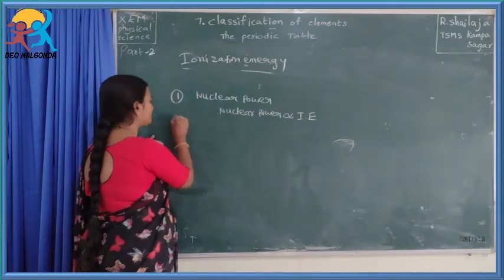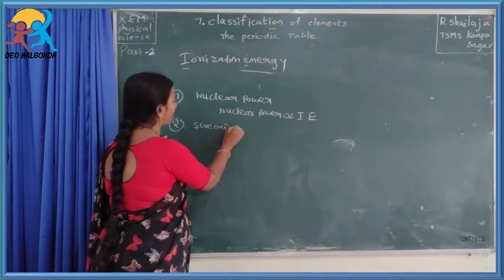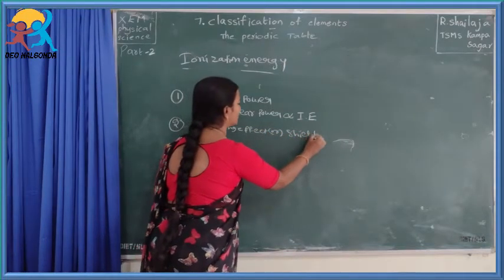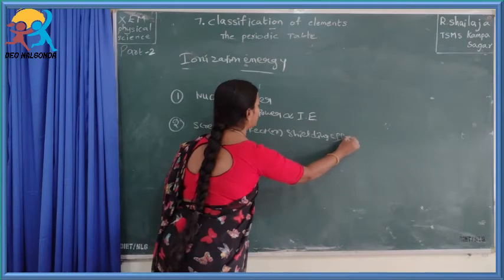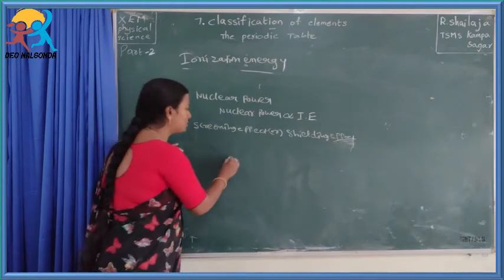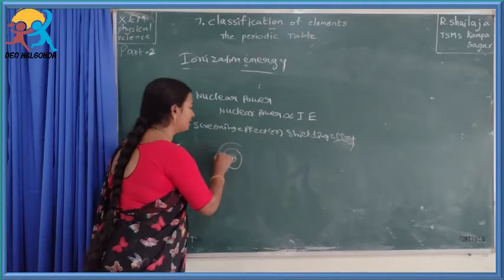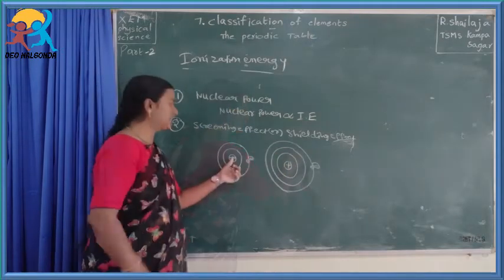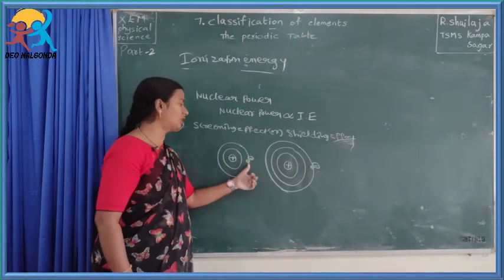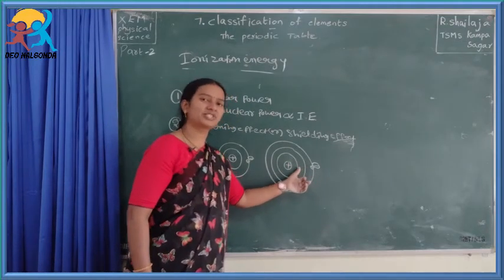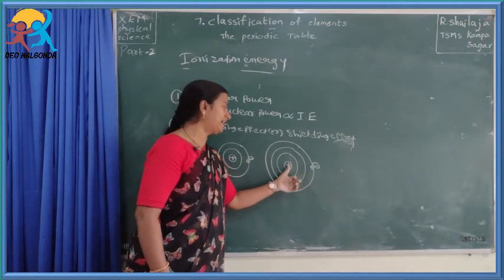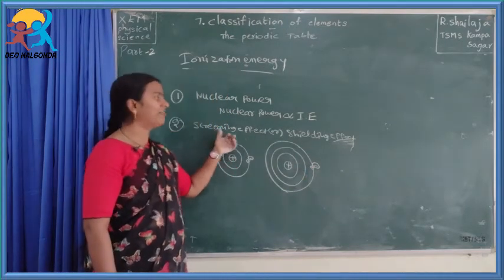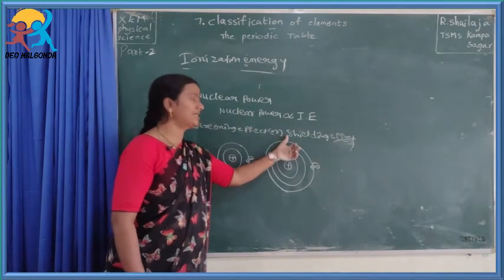And next, screening effect or shielding effect. Okay, screening effect or shielding effect. Suppose in an atom there is a first shell, second shell. If the attraction of the protons in the nucleus on the outermost shell is shielded by a larger number of subshells, the attracting power is not much on the outermost shell, so the electron is easily removed. So if the screening effect is more, the ionization energy is less.